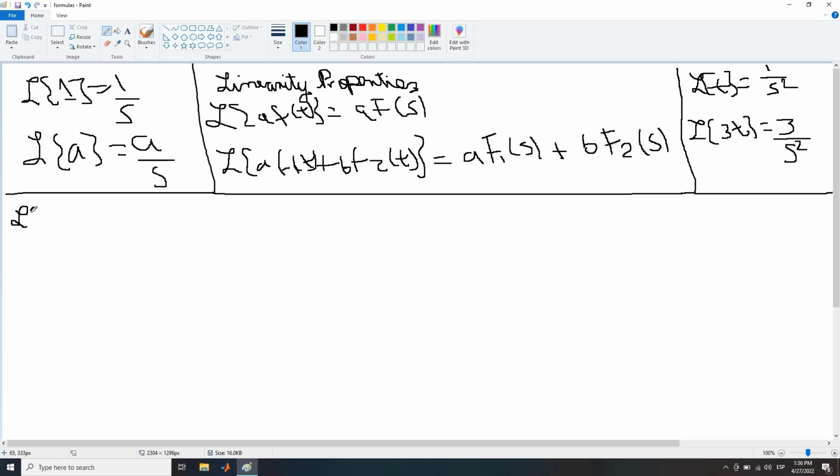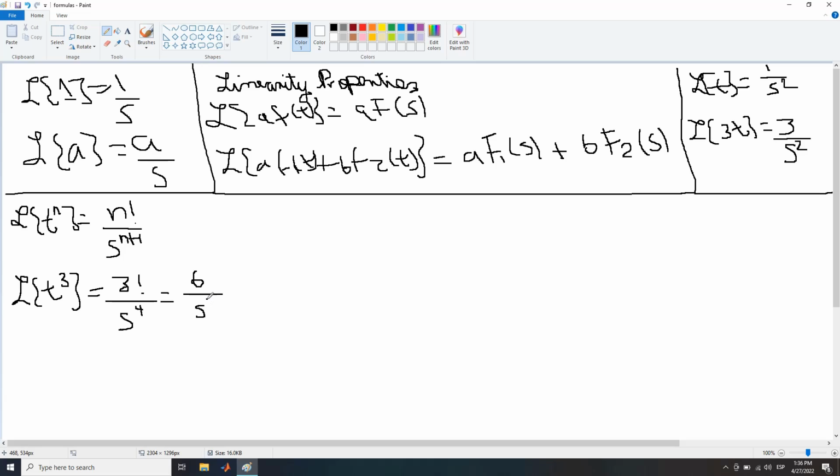Now let's check the Laplace transform of a variable t to the power of any number n. This will be equal to n factorial over s to the power of n plus 1. So for example, if we have the Laplace transform of t cubed, this will be equal to 3 factorial over s to the power of 4, 3 plus 1. So this will be equal to 3 times 2 times 1, 6 over s to the power of 4.